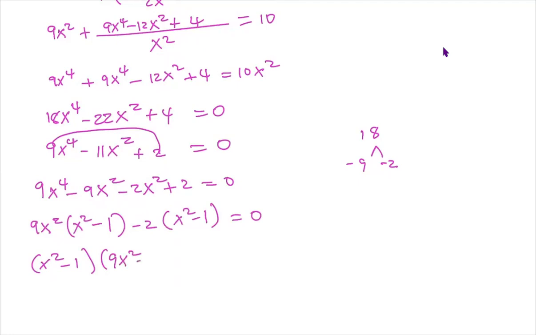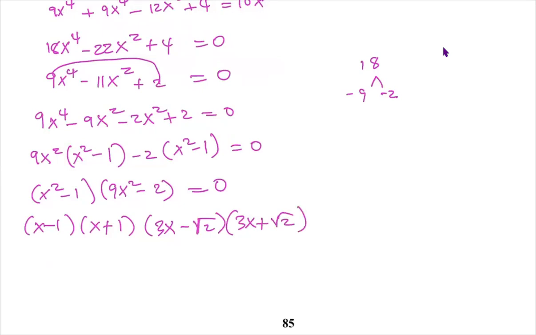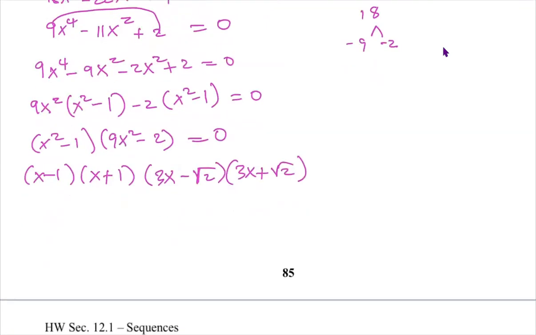That's 9x squared minus 2 equals 0. If you factor this again, then that's x minus 1, x plus 1, 9x squared minus 2. Or would you say 3x minus square root of 2, 3x plus square root of 2? Would you say that? I wouldn't mind. And then you would have equals 0.